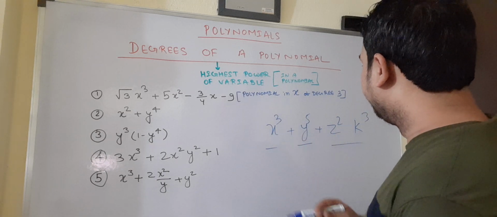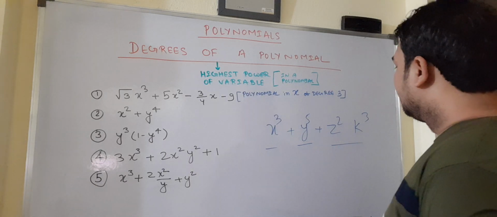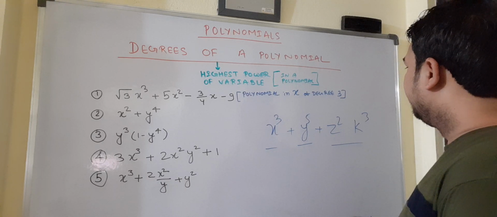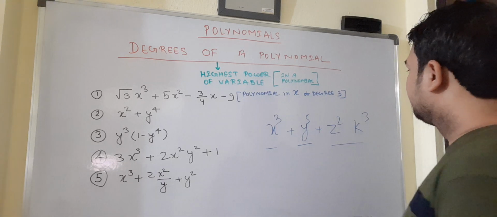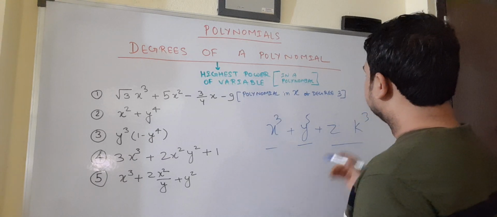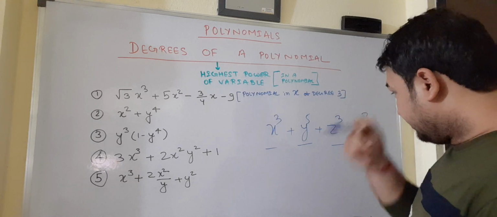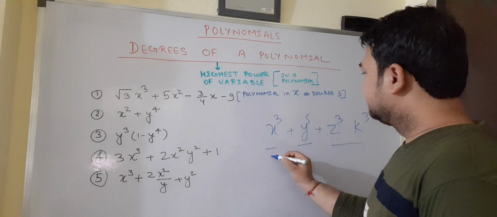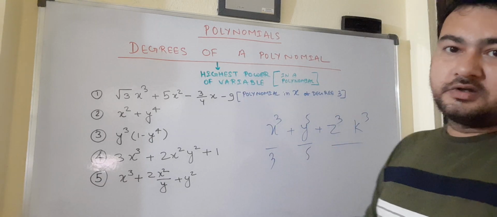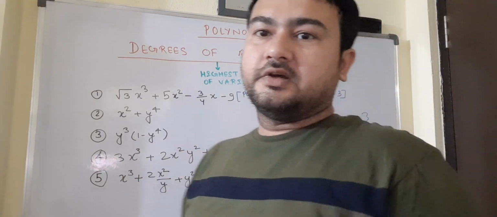Here x has a power of 3, y has a power of 5, z has a power of 2, and k has a power of 3. Let's make it 3. So here the power of this variable is 3. The power of this variable is 5. Up to this, it is clearly visible to you, isn't it?